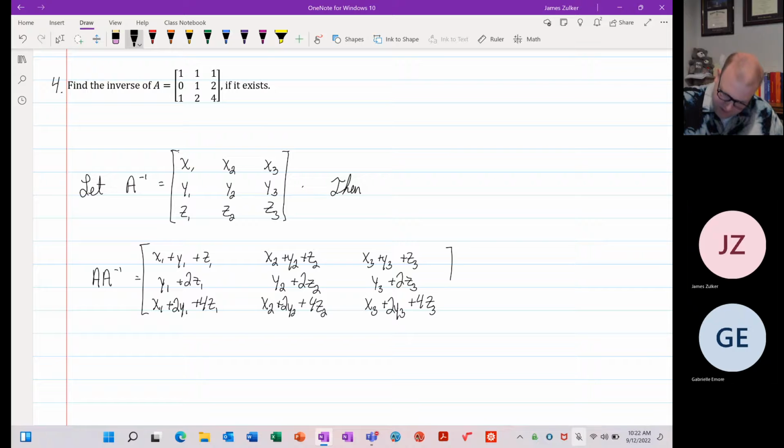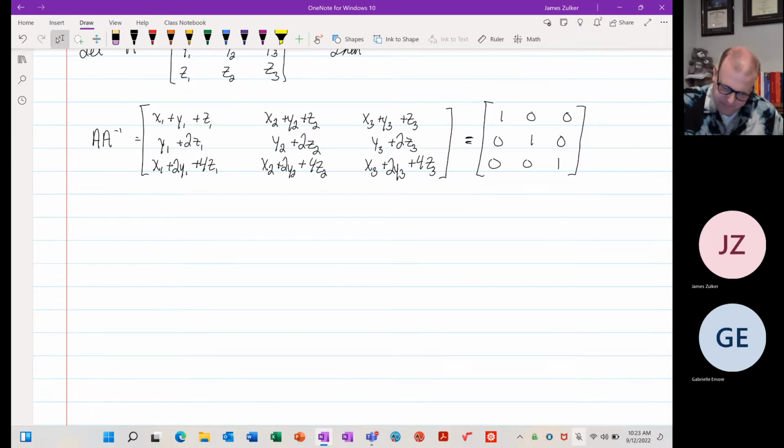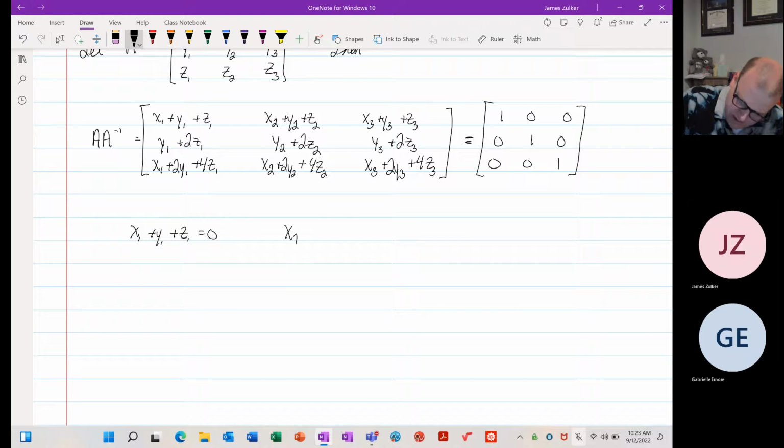Let's move that over. We have to have that equal to the identity. All right, so matrix equality. Matrices are equal if and only if each corresponding entry is equal, right? So what we get is a set of 9 equations.